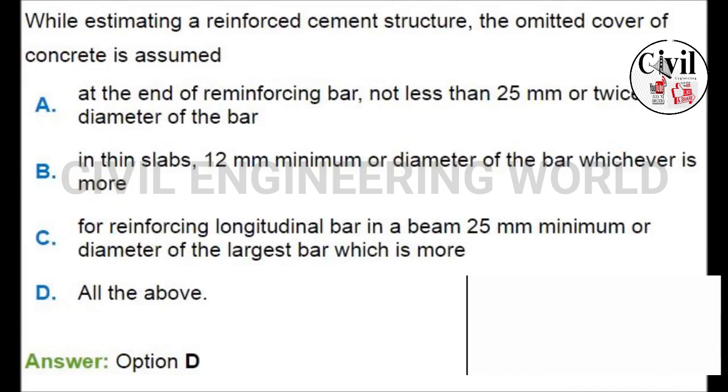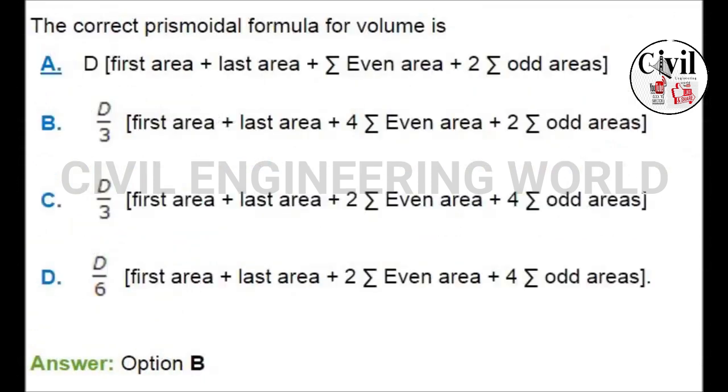as at the end of the reinforcing bar not less than 25 mm or twice the diameter of bar, in thin slabs 12 mm minimum diameter of the bar whichever is more. For reinforcing longitudinal bars in beam, 25 millimeter minimum or diameter of largest bar whichever is more, all of above. So D is the correct answer in our case. Okay, so let's move to the next one.